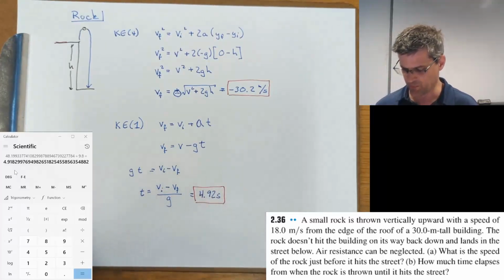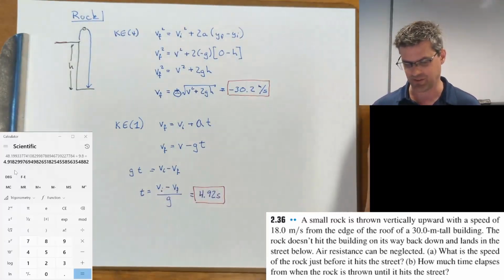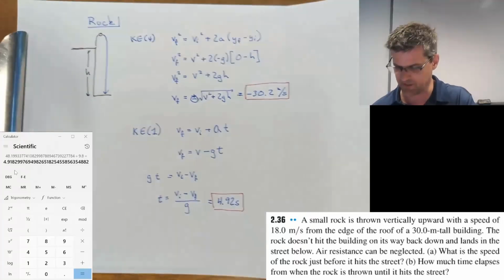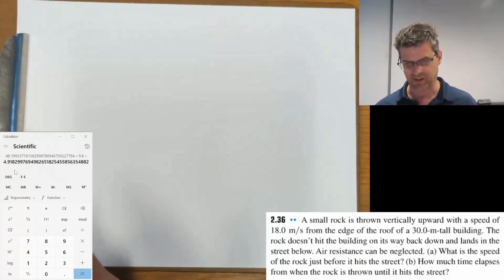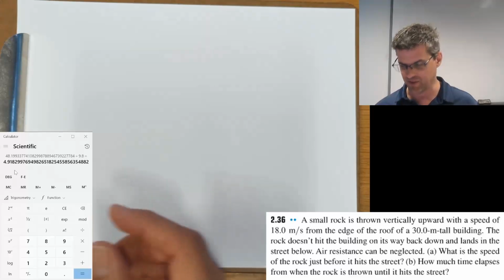Now, is this the only way we could have done this problem? Absolutely not. There's other ways that we could have done it. What if we wanted to find out the time it was in the air first?